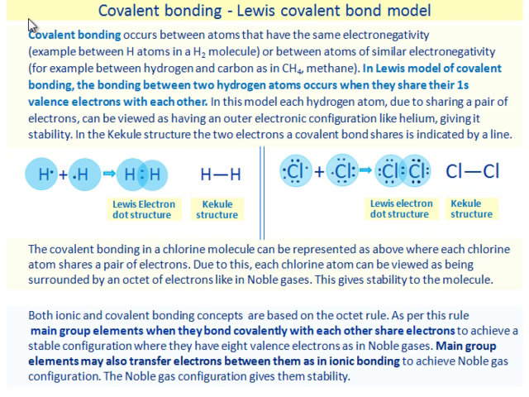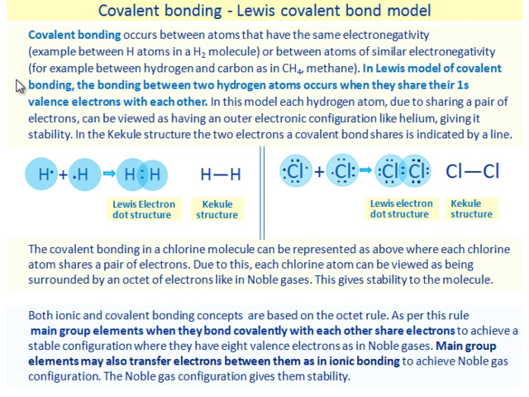We know that ionic bonding occurs between atoms that have significant electronegativity difference. Covalent bonding occurs between atoms that have the same electronegativity, for example, between hydrogen atoms in a hydrogen molecule, or between atoms of similar electronegativity, for example, between hydrogen and carbon, as in CH4, methane.